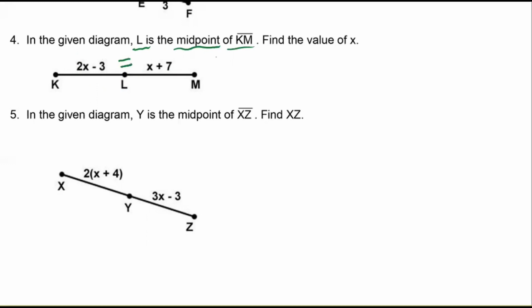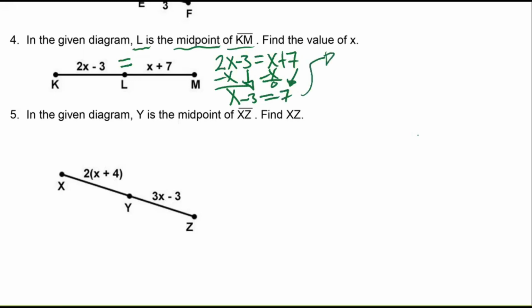So we have 2x minus 3 equals x plus 7. Minus x, minus x. 2x minus x is just x. I drop down the 3, so negative 3. x minus x is just 0. Bring down the 7. So then x minus 3 equals 7.